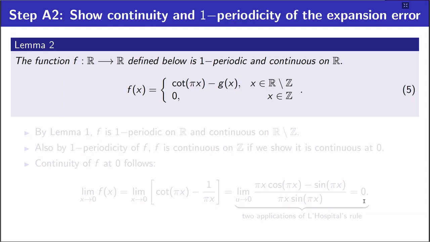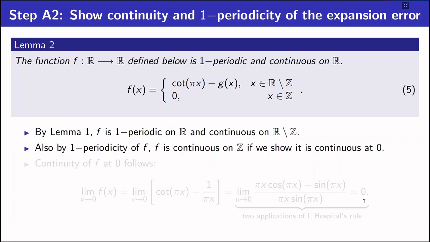Now for lemma 2, the second part of step 1, where we show continuity and one periodicity of the error function, whose domain has been expanded to include the integers. By lemma 1 and one periodicity of cotangent of pi x, f is one periodic on R and is continuous on R minus Z. And by one periodicity, if we can show that f is continuous at 0, then we know that f is continuous at all the integers.